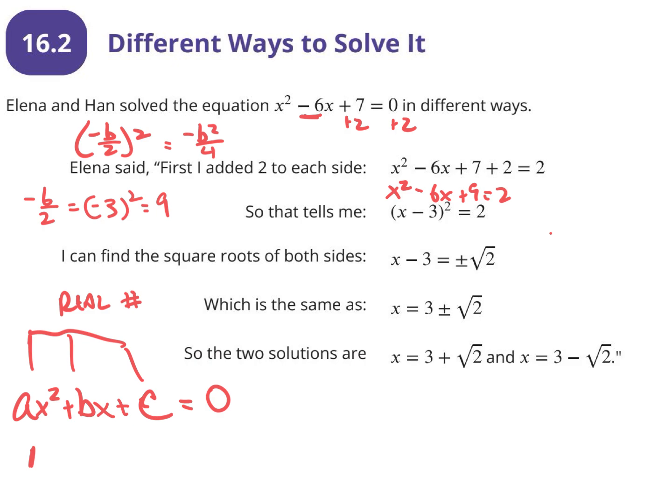And then when you factor it, you get x minus 3 quantity squared, from the previous page. Okay, so when you take the square root of both sides, 2 goes under the radical. And when you take the square root of a positive number, you get a positive and a negative root. So this plus minus means positive and negative. And so this is how Elena solved the problem.